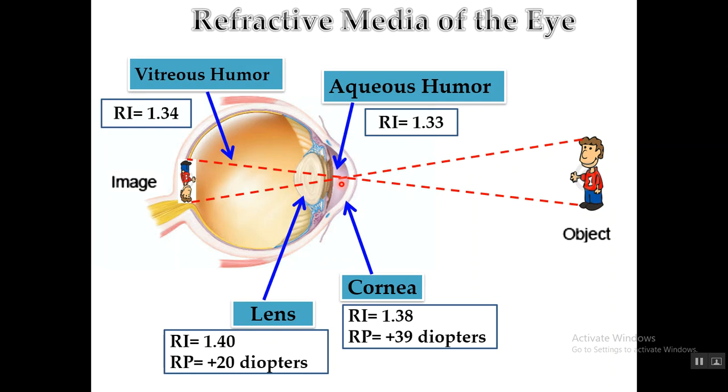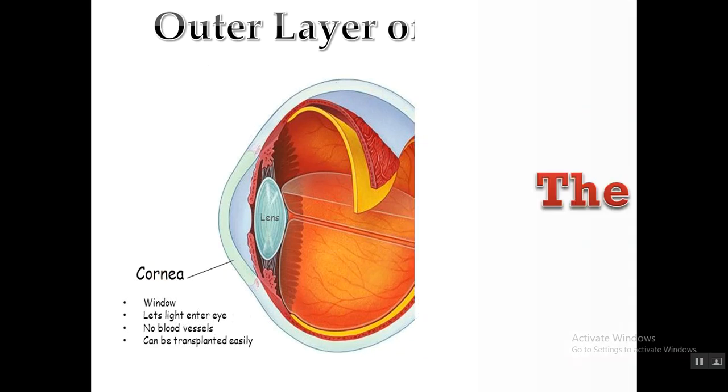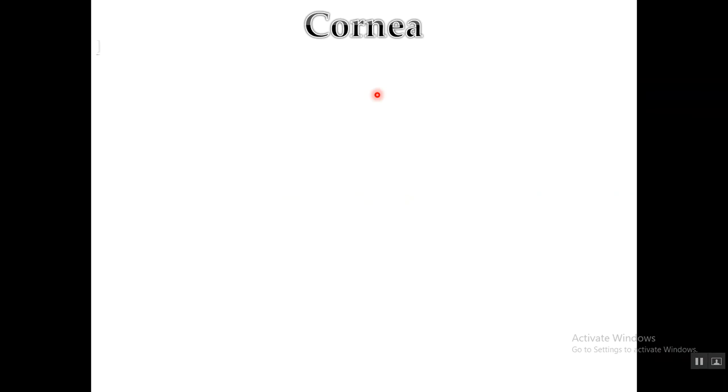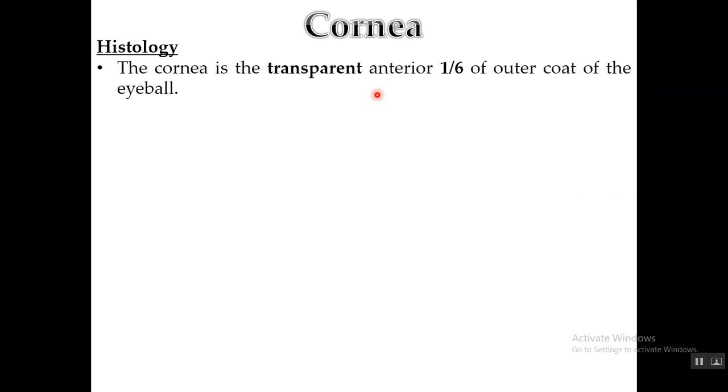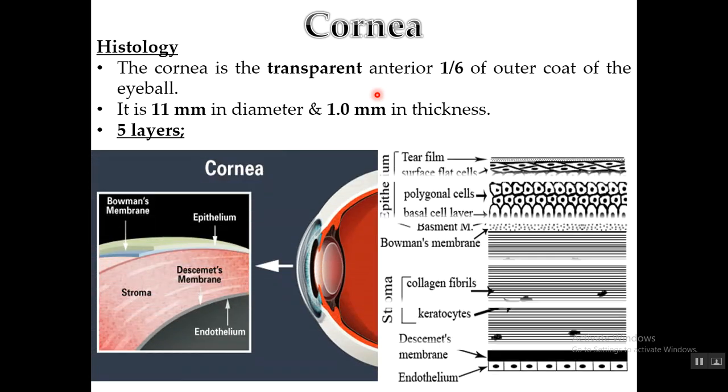Let us start with the cornea. The outer layer of the eyeball has two parts, the cornea and the sclera. Let us know the function of each. Histologically, the cornea represents the anterior transparent one-sixth of the eyeball. Its diameter is about 11 millimeters, and its thickness is about 1.0 millimeter.